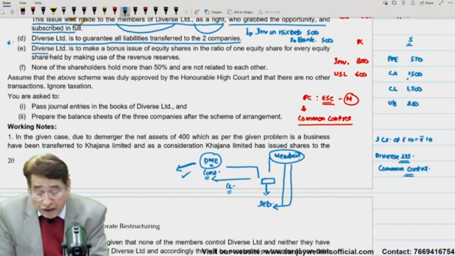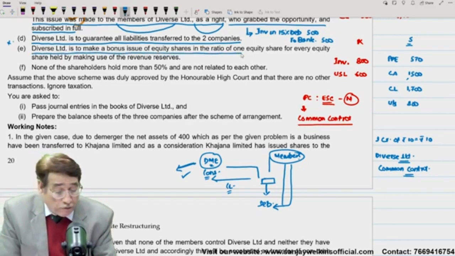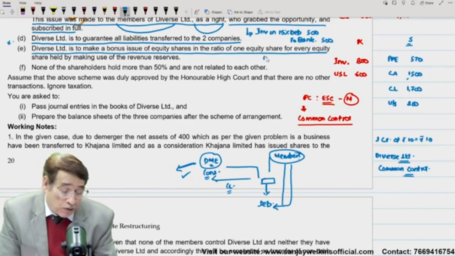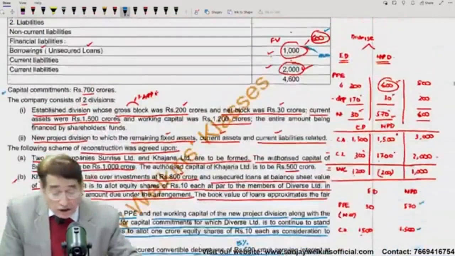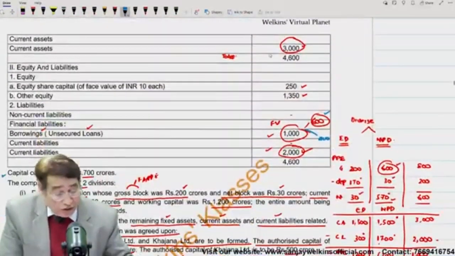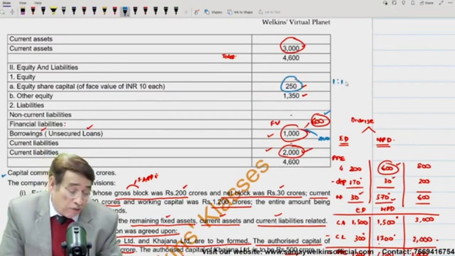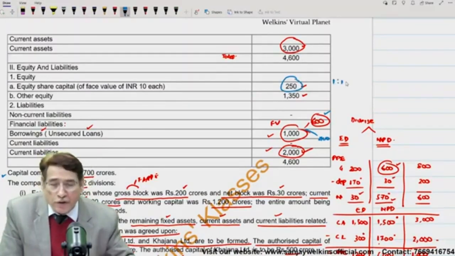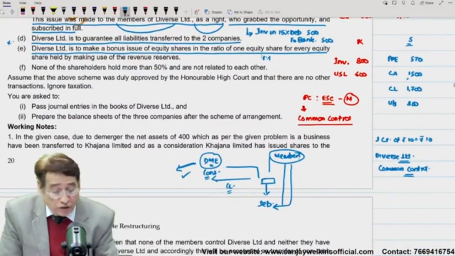Further, it is given Diverse Limited is to make a bonus issue of equity share in the ratio of one equity share for every equity share. So bonus issue is in the ratio of 1:1. Now, what is the share capital of this entity, Diverse Limited? Total share capital in terms of rupees is equal to 250. And because bonus issue is in the ratio of 1:1, quite obviously our total bonus issue will be equal to 250. So we will have to pass an entry for the bonus issue.